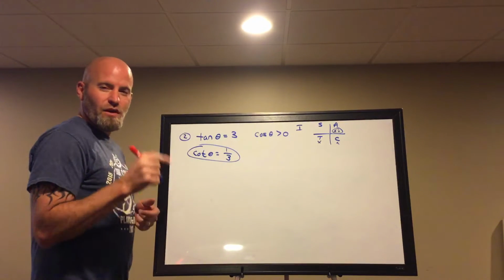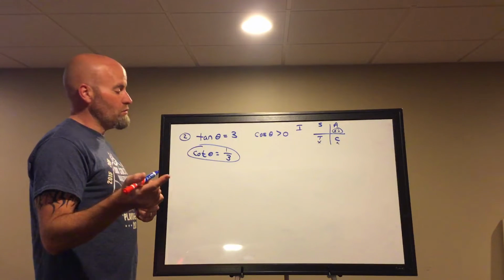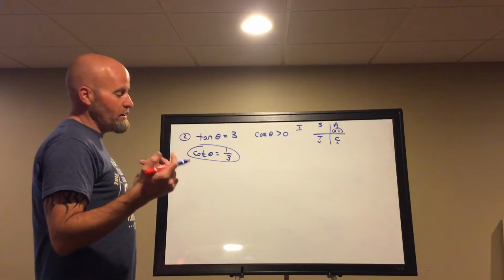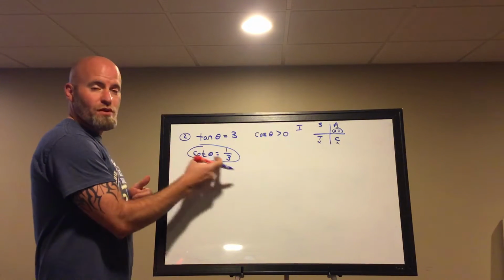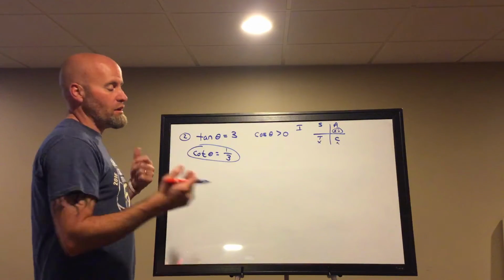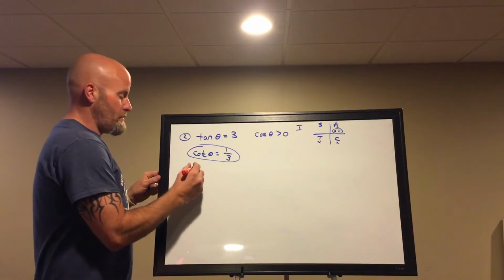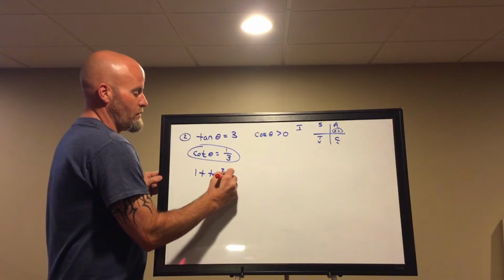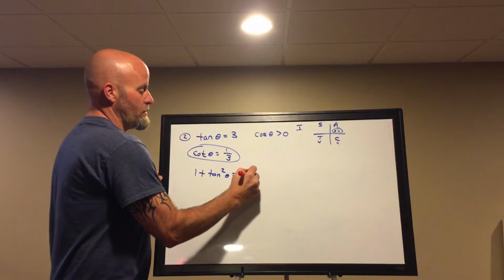The last one we did 1 plus tangent squared equals secant squared. We'll do that one again. You don't have to. You could use 1 plus cotangent squared equals cosecant squared and find cosecant first. Again, it's your choice. So we'll do 1 plus tan squared equals secant squared.